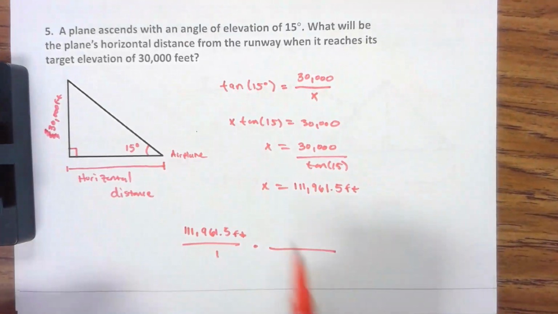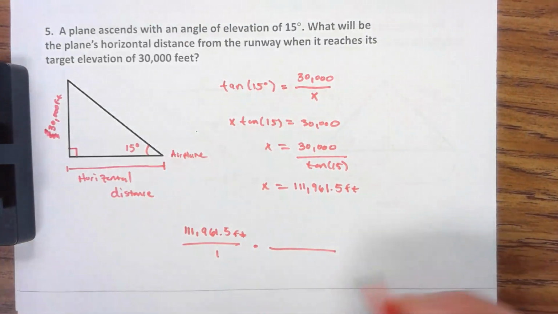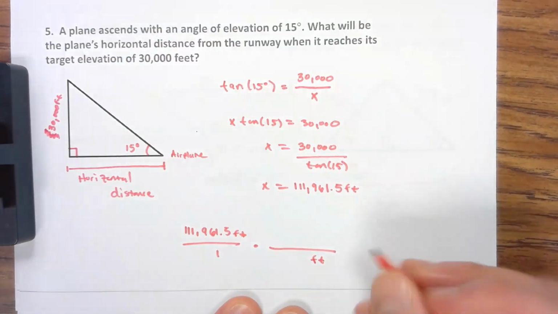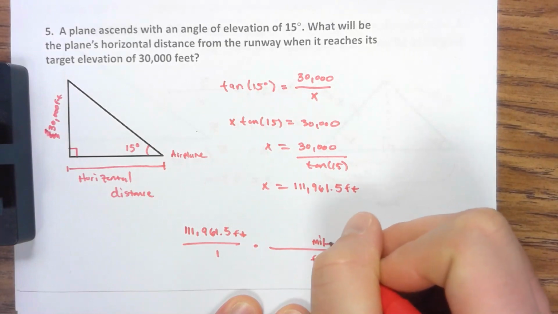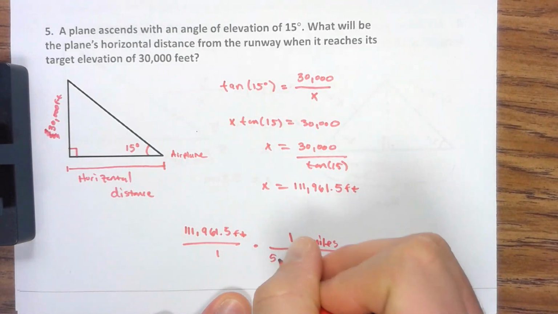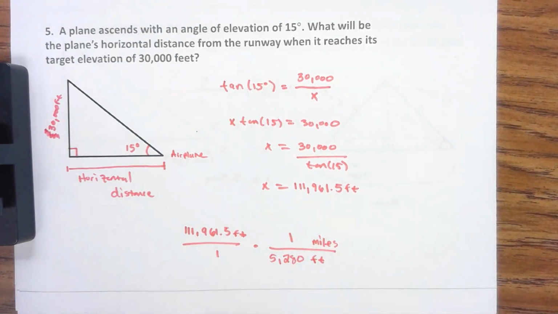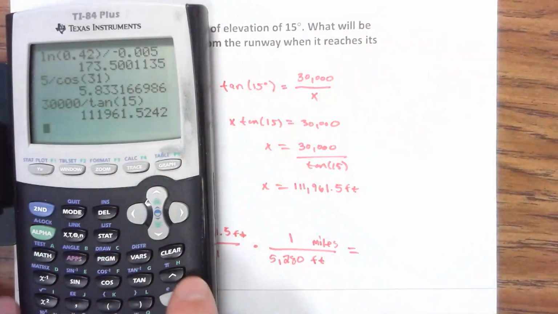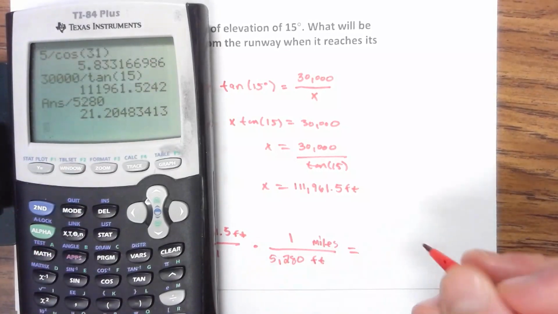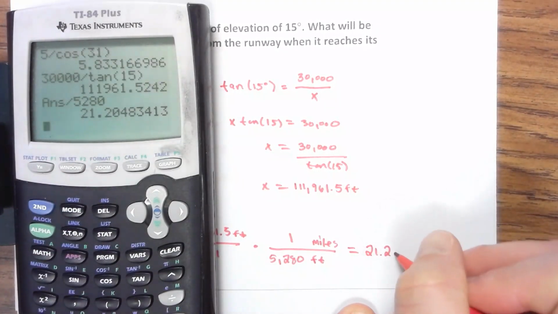Now remember, when we're trying to convert this, we need the feet to divide out. So I'm going to put what I know about feet, and I want to convert this into miles, so my top unit is going to be miles. 1 mile is equal to 5,280 feet, right? 5280? Yeah, that's right. So I just need to divide it. I'll take that number, which is already in my calculator, and divide by 5280, and it's about 21.2 miles.